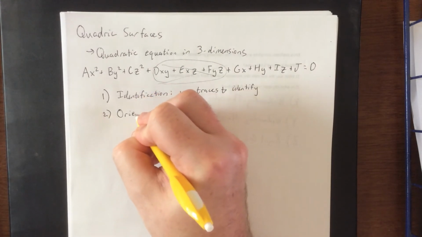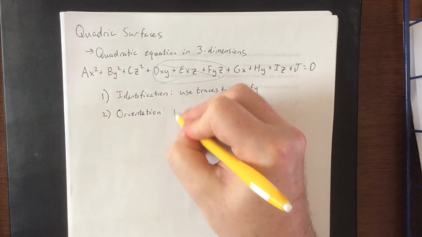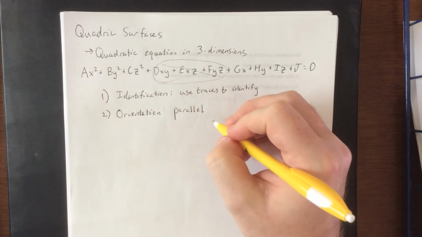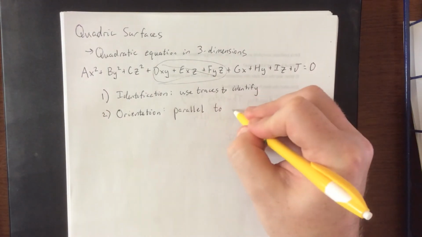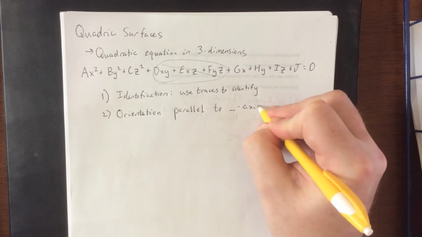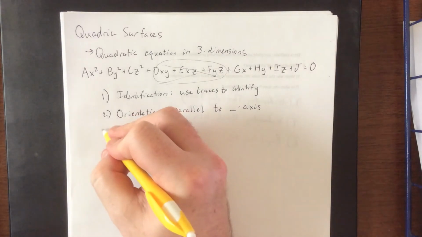Next thing that we'll do, orientation. Now, the cylinder that we talked about a couple videos ago we said was parallel or oriented about the z-axis. Generally speaking, we're going to say its orientation is parallel to one of the coordinate axes. Could be the x-axis, the y-axis, or the z-axis. We'll talk about how to figure out what goes with what.